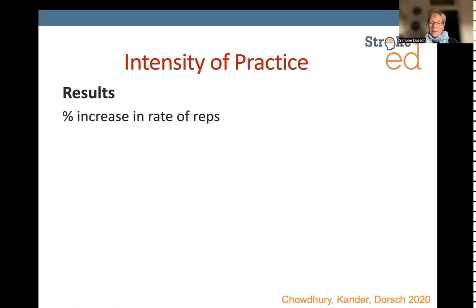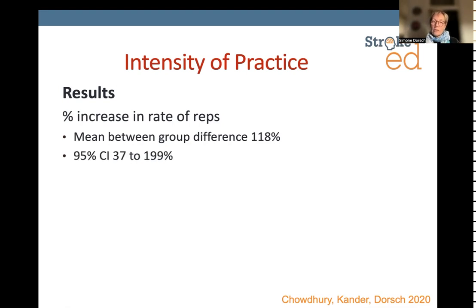Now, the results of that was that the experimental group increased their intensity of practice across 5 therapy sessions. They increased their intensity of practice 120% more than the control group. So it had an incredible effect. The 95% confidence interval indicates that we're 95% confident that the true effect lies somewhere between roughly 40 and 200%.